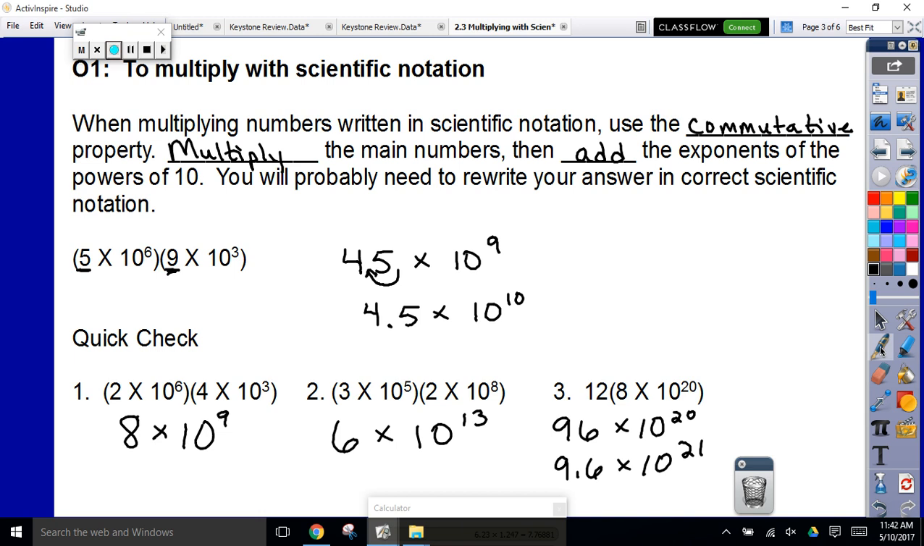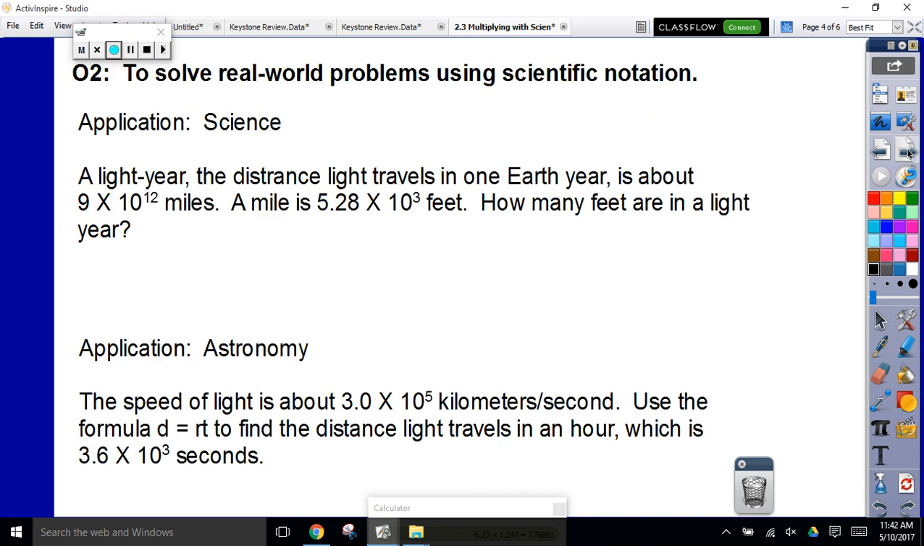Okay, let's look at an application. This is a science application. There's a lot of applications about light years because light years are really big. A light year is actually a unit of distance, not a unit of time, as we usually think of year as a measure of time. A light year is the distance that light travels in one Earth year. That's where the word year comes from.